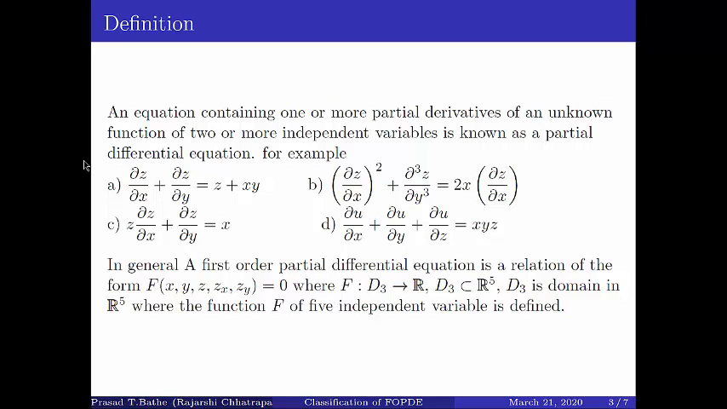In general, a first order partial differential equation is a relation of the form f(x, y, z, zx, zy) = 0, where f is a function from D3 to R, where D3 is a subset of R5. D3 is a domain in R5 where the function f of 5 independent variables is defined.